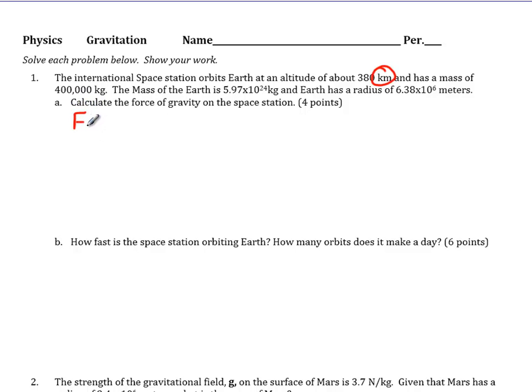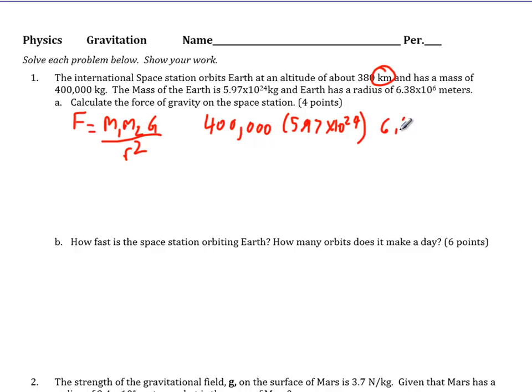Calculate the force of gravity on the space station. The force due to gravity is given by Newton's law of universal gravitation: m1 m2 times G over the radius, or the distance between the centers, squared. So there's the equation, and m1 is the 400,000, the mass of the space station. m2 is the mass of the Earth, 5.97 times 10 to the 24th, and G is the constant, 6.67 times 10 to the negative 11th. This is why it all has to be in kilograms, meters, and newtons, because this is all in SI base units. Divided by r squared.